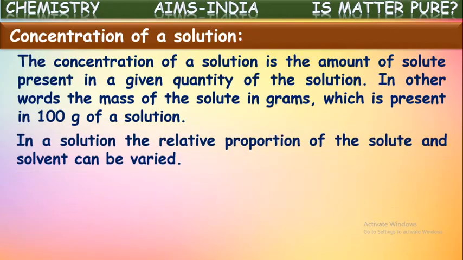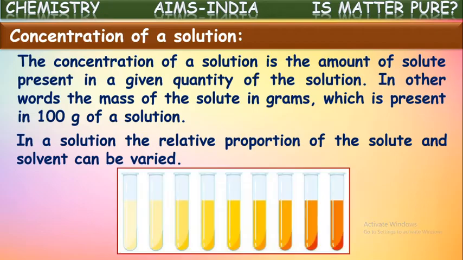In a solution, the relative proportion of the solute and the solvent can be varied. We cannot say that the quantities or proportions of the solute and solvent are always fixed, because solutions are not pure substances. These are mixtures in which the components may vary their composition. So even in solutions, the proportions of the solute and solvent can be changed.